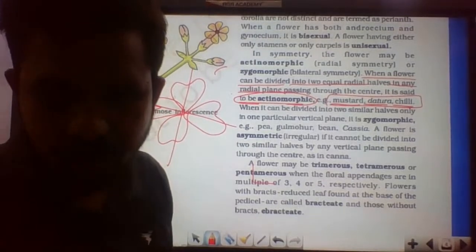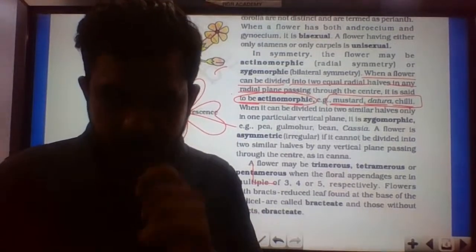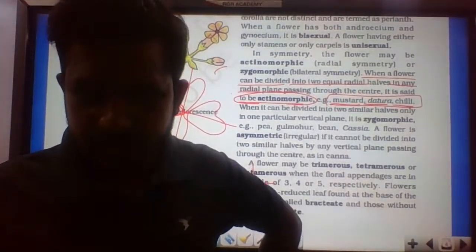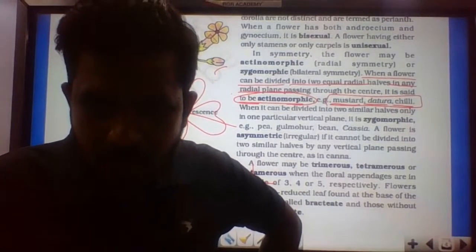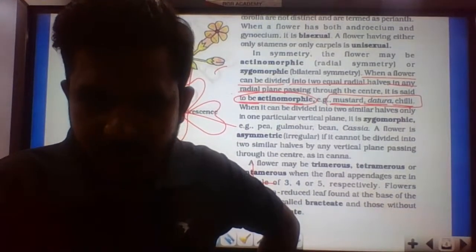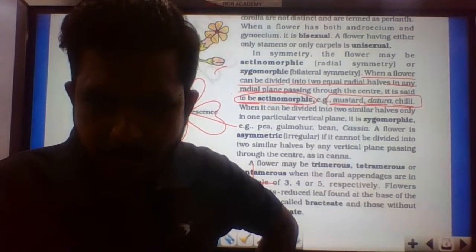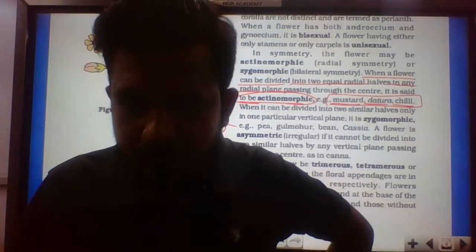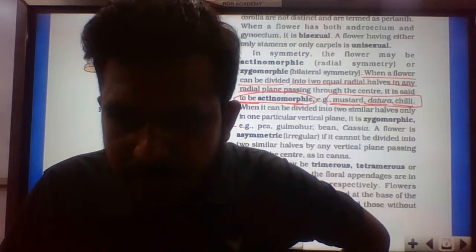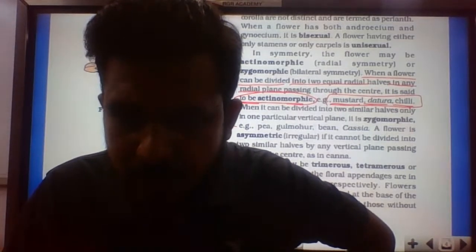What about hibiscus? Both the androecium and gynoecium are present, then why isn't it converted into fruit? Both the androecium and gynoecium are present.